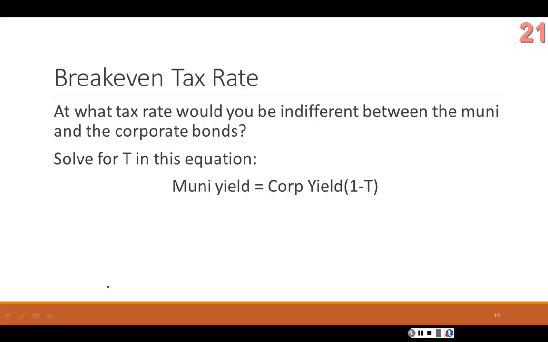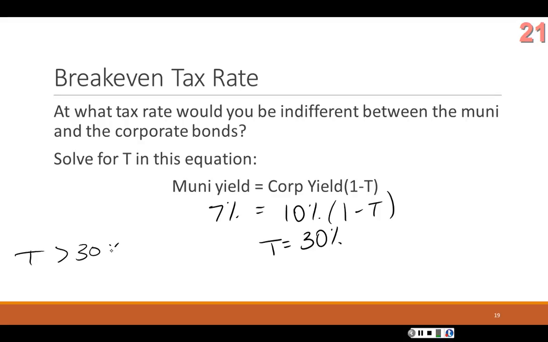So the municipal yield was 7%. We set that equal to the corporate yield of 10% multiplied by 1 minus t. So if you solve for t here, you'll get 30%. So what does that mean? If your tax rate is greater than 30%, you would buy munis. If your tax rate is less than 30%, buy corporate bonds. So only high income, and by that we mean those in a high tax bracket, should buy municipal bonds.